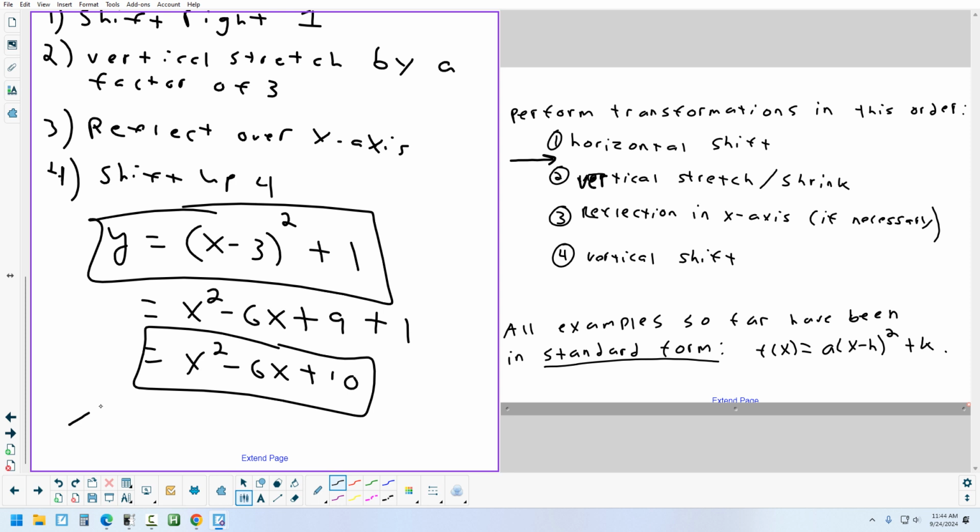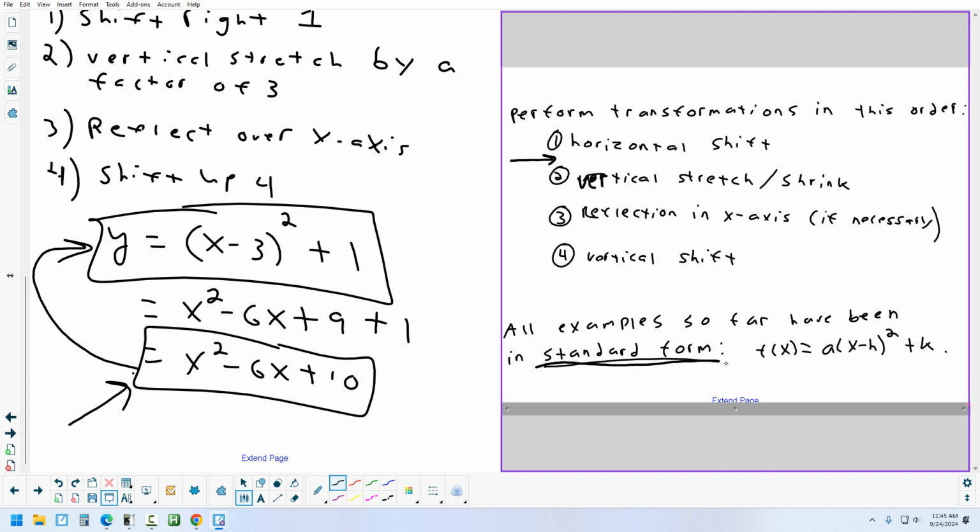This one is very hard to tell that you've translated 1 unit up and 3 units right. It doesn't even have a 1 or a 3 in it. It has a 6 and a 10. So if you were given something like this, you would have to figure out how to work backwards to turn it into that, to figure out the transformations. Okay, so in this class, that's not something that we look at. So I'm always going to give you your problems in standard form.